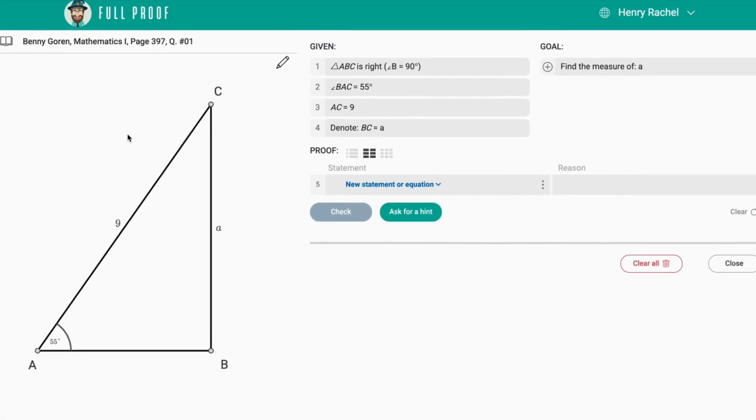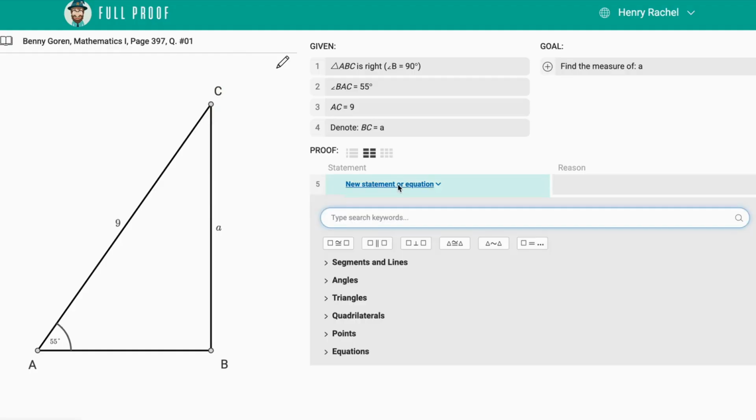All right, so we're in question number 1. What is given? What we are given is that triangle ABC is right, meaning angle B is the right angle of 90 degrees. We also know that angle BAC right down here is 55 degrees. The line segment AC is 9, that's also the hypotenuse, and they just want us to denote the segment BC as A. The reason they did that is because our goal is to find the measure of A, so we're trying to find the measure of segment BC.